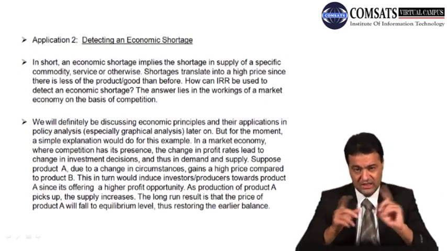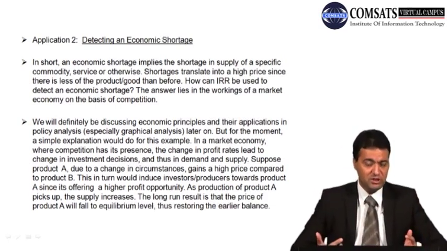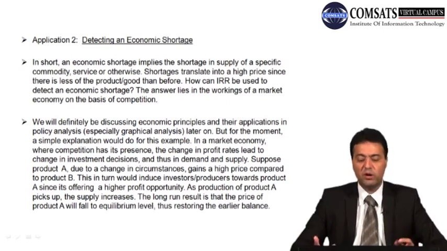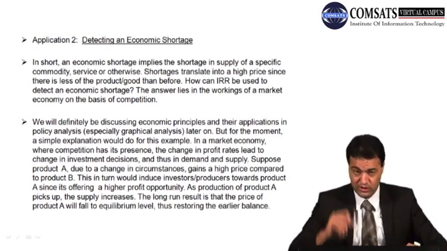So with that change in profitability, there would be changes in other variables too. There would be a change in demand and supply too. Suppose product A, due to a change in circumstances, gains a high price compared to product B. This in turn would induce investors or producers towards product A, since it is offering a higher profit opportunity. As production of product A picks up, the supply increases. The long run result is that the price of product A will fall to the equilibrium level, thus restoring the earlier balance. Now remember, we will go through the graphical analysis.